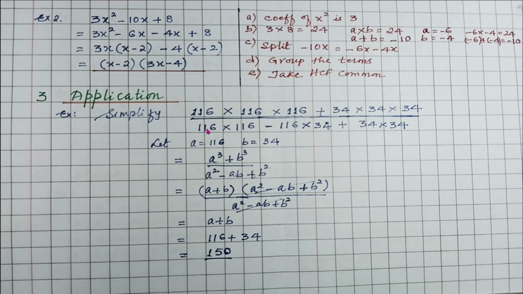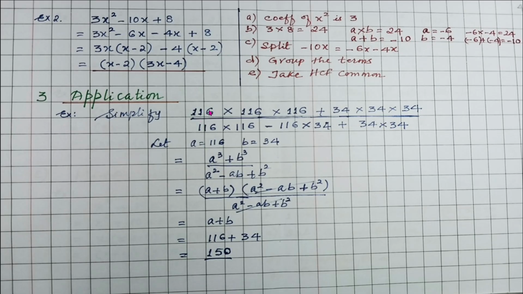Now here we have an example where we have to simplify. It looks so difficult at first. That is 116 into 116 into 116 plus 34 into 34 into 34 divided by 116 into 116 minus 116 into 34 plus 34 into 34. Looks very, very difficult. So now let us make it simple. The calculations are going to be very easy if we apply the identities and factorization method.